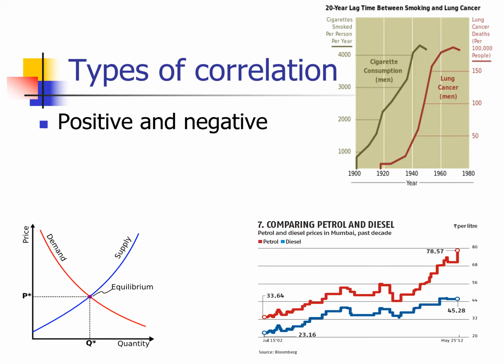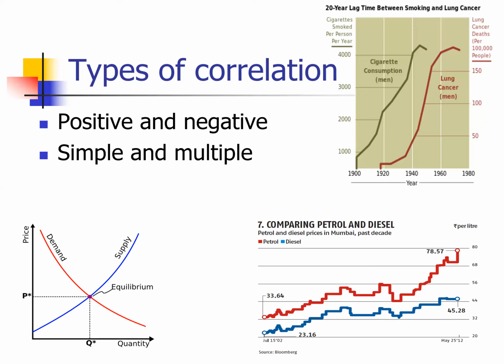The first one is positive and negative. A positive correlation occurs when both variables are increasing or both variables are decreasing. For example, sales of ice cream and the temperature in the summer. We can say that the temperature in summer is increasing, that's why the sales of ice creams are increasing. A negative correlation occurs when the value of one variable increases and the other variable decreases, or vice versa. For example, as there is an increase in the price of a product, the demand for the product may decrease.